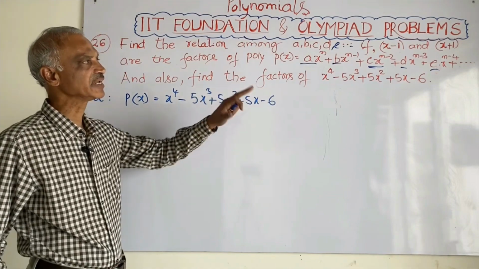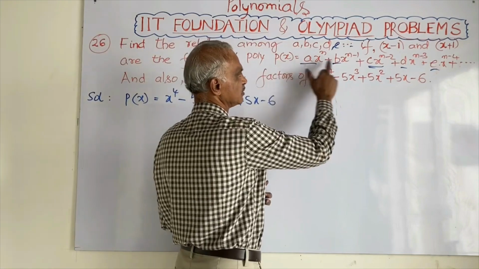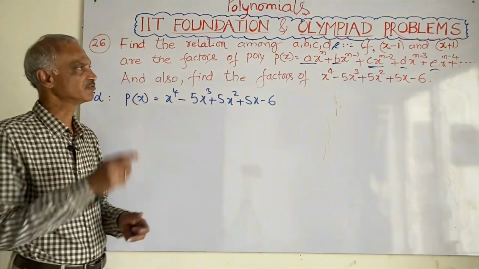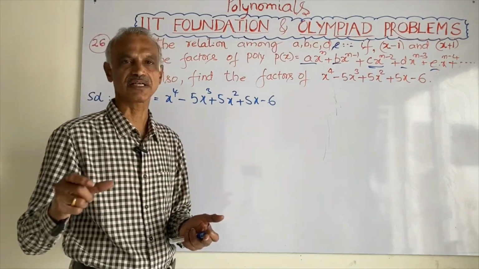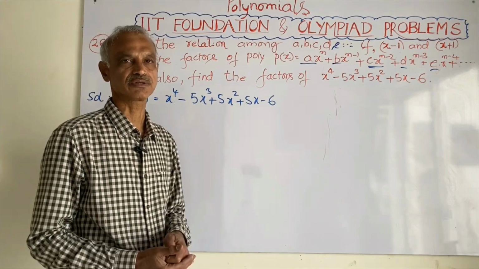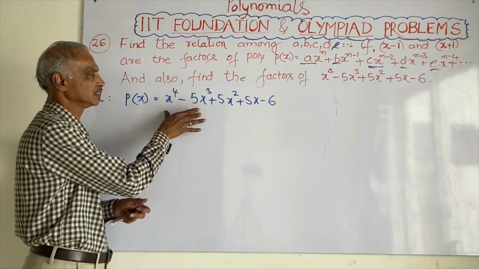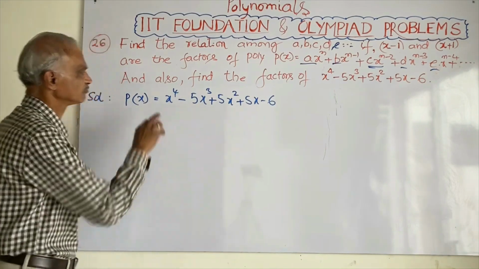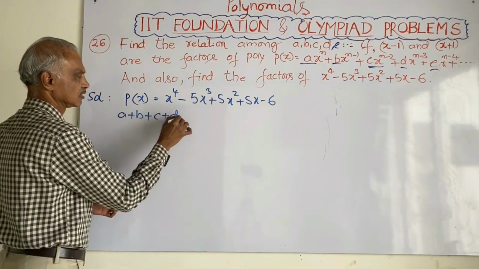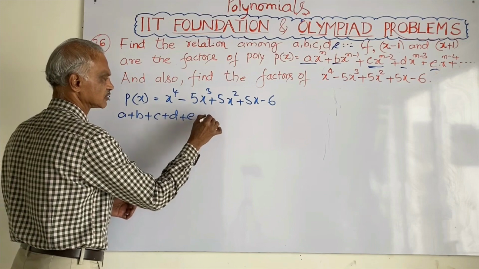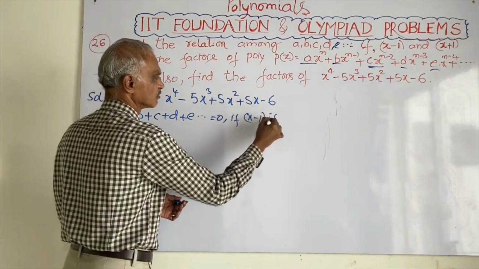If x minus 1 is a factor, what is the relation among A, B, C, D? If x minus 1 is the factor, then A plus B plus C plus D plus E and so on is equal to 0. The sum of the coefficients is equal to 0. Let us say x minus 1 is a factor of this polynomial. Then we will check the sum of the coefficients: a plus b plus c plus d plus e and so on is equal to 0 if x minus 1 is a factor.